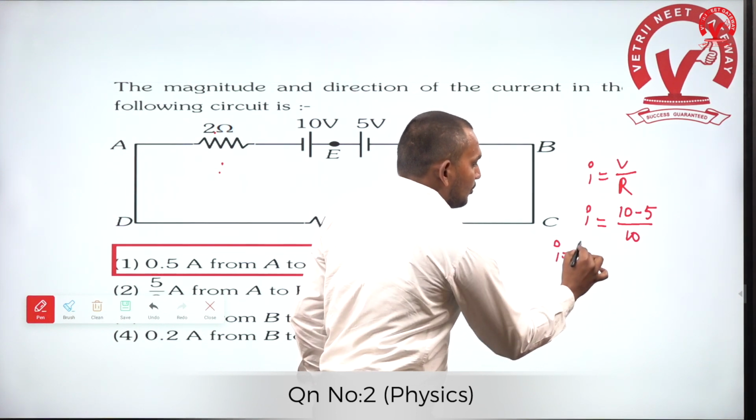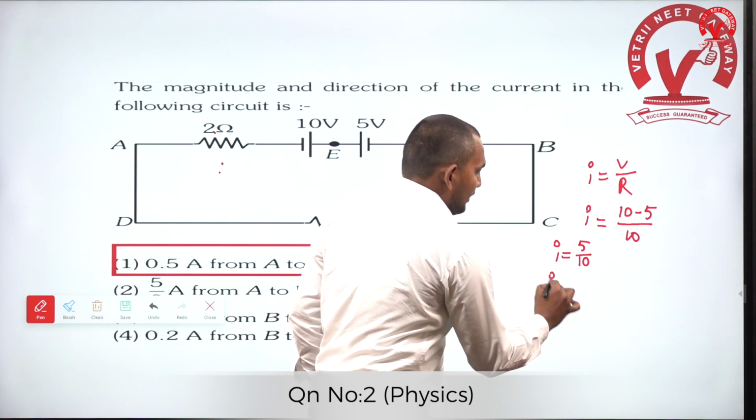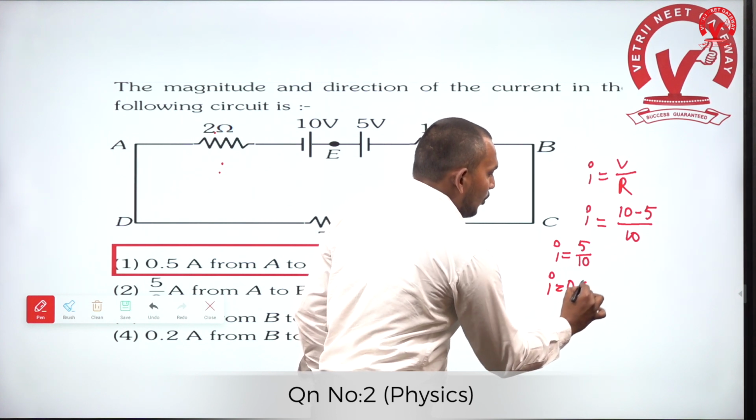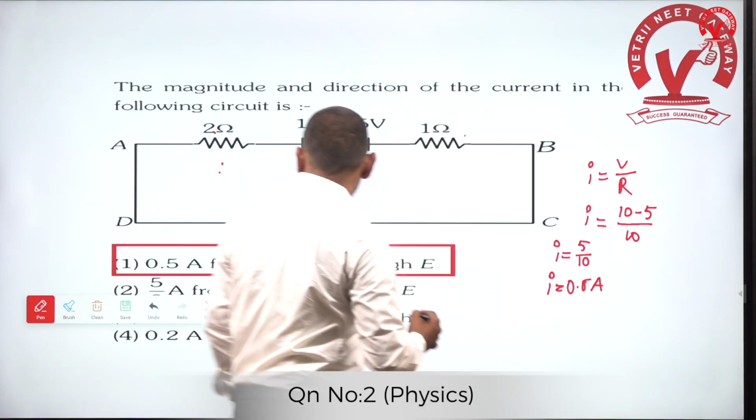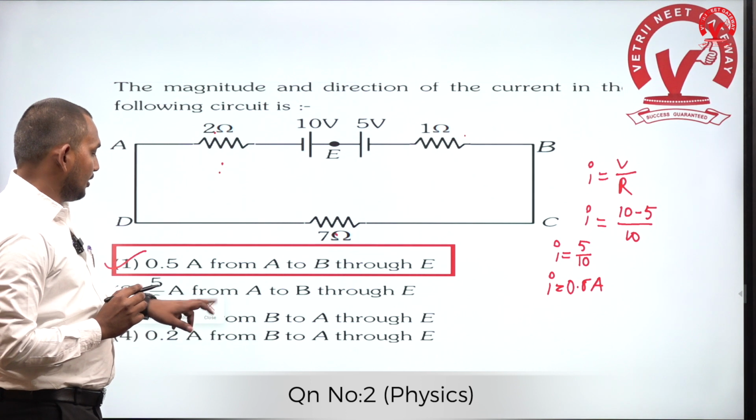So, I is equal to 5 divided by 10. So, I is equal to 0.5 amperes. So, option 1 is the correct one.